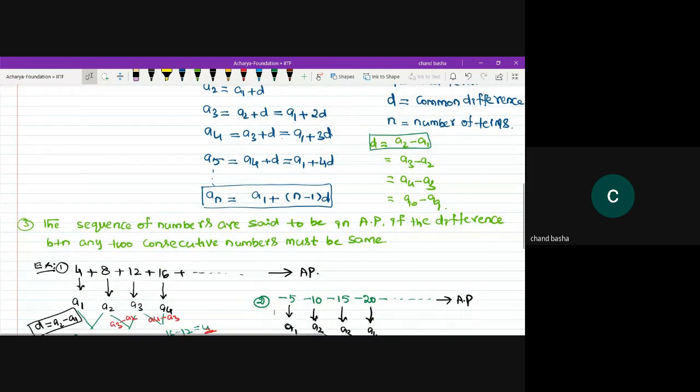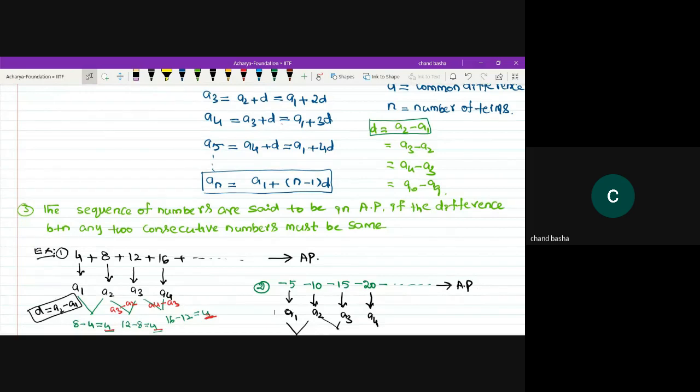And here, 4 plus 8 plus 12 plus 16 and so on, it is asking the 20th term. You can find out the 20th term. First term, second term, third term, fourth term are given. What is being asked? What is the 20th term of this sequence? You are able to find this by using this formula, and this formula we can call a general term, the general term of an AP, or we can also call it the nth term of an AP.